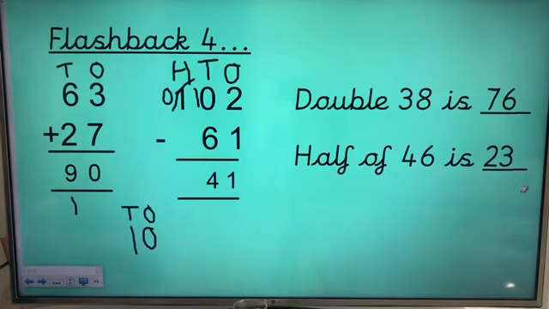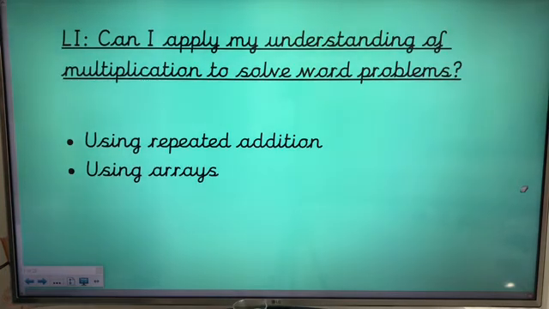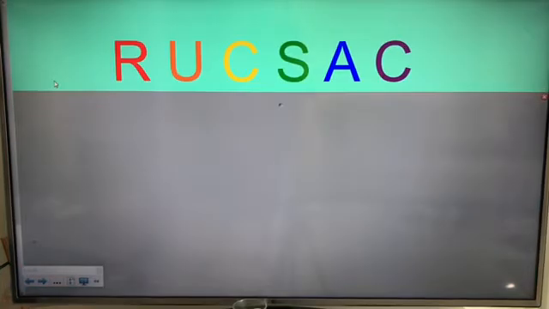So let's have a look at our learning intention. Well, last time we were looking at different methods to do multiplication problems. So today we're going to apply our understanding of multiplication to solve word problems, and we're going to continue to use repeated addition and arrays to solve multiplication word problems.